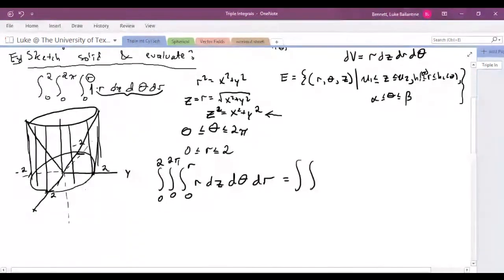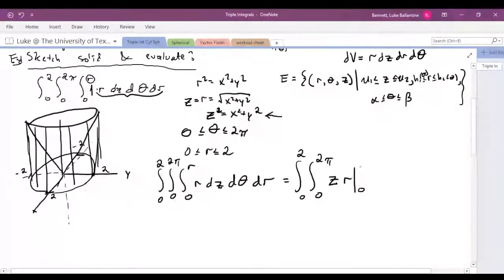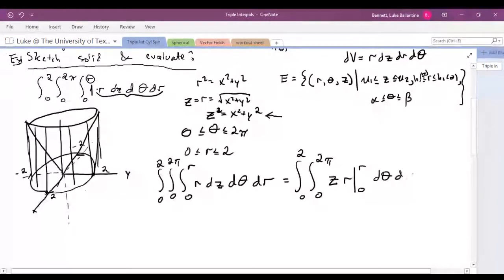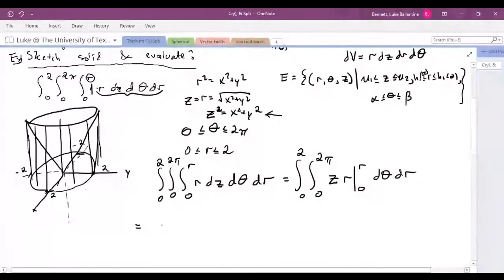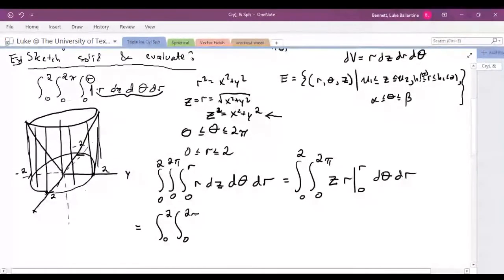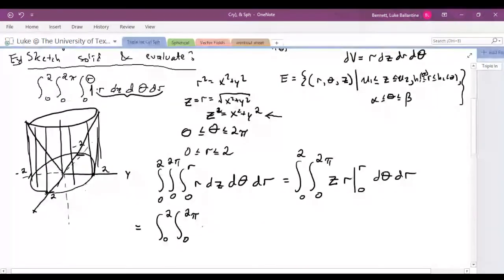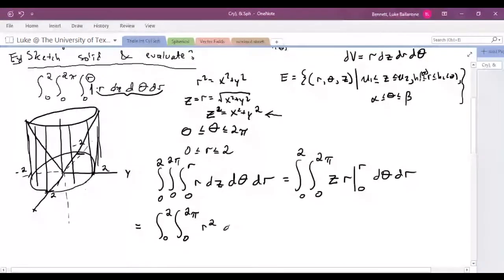So we have the double integral from 0 to 2 pi, from 0 to 2, of z times r, evaluated from z equals 0 to z equals r, d theta dr. Then this turns out to be the integral from 0 to 2, 0 to 2 pi. Plugging in z is 0 and z is r, we get r squared minus 0 d theta dr.